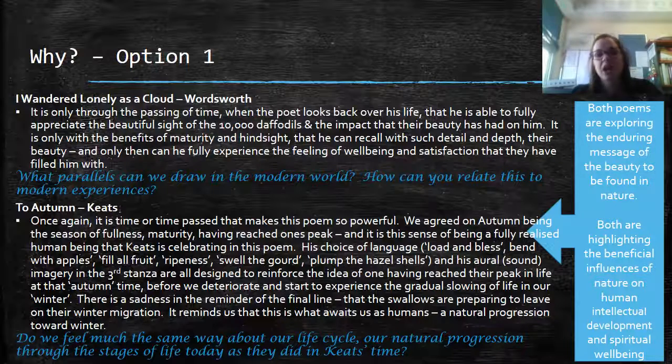Option 1 was looking at I Wandered Lonely as a Cloud and comparing that to Autumn by John Keats. So both poems in this instance are exploring the enduring message of the beauty to be found in nature. Both are highlighting the beneficial influence of nature on human intellectual development and spiritual well-being. That could be the angle that you tackle those 2 texts.